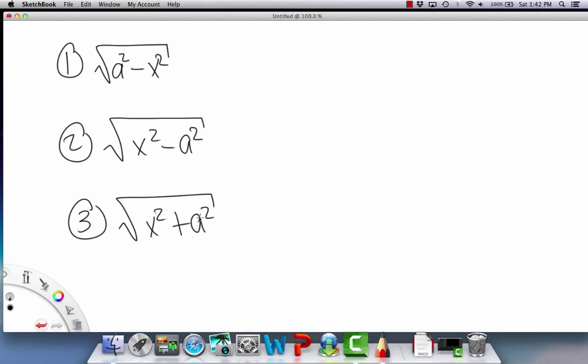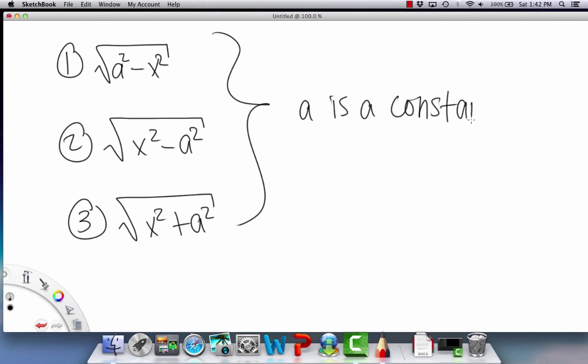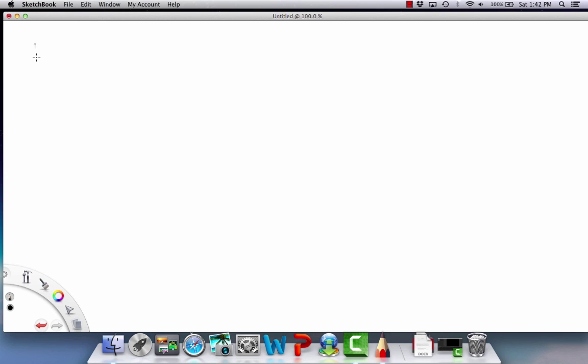As we all know, these two can be switched because with addition, the order doesn't matter. For all three of these, x is just x, its own independent variable, and a is a constant, so a is just some number that we know. All right, so let's get started with the first version. Number one is when we have a squared minus x squared.